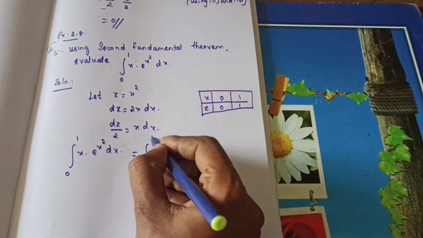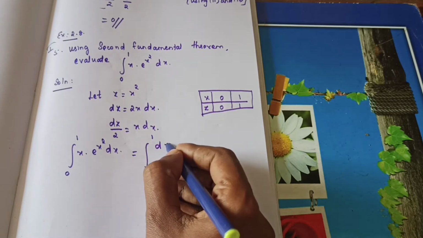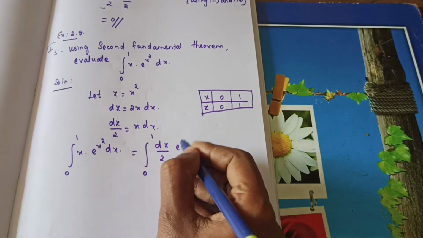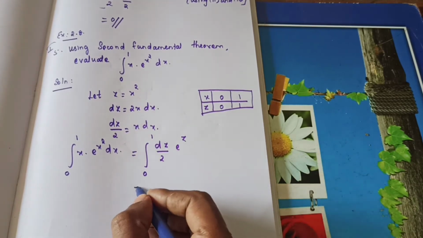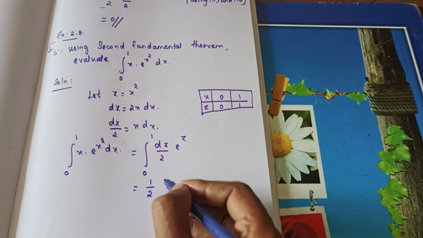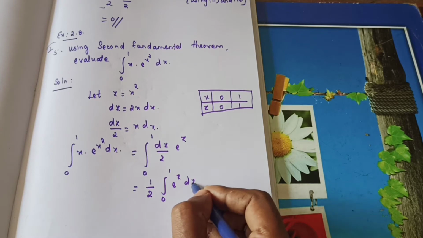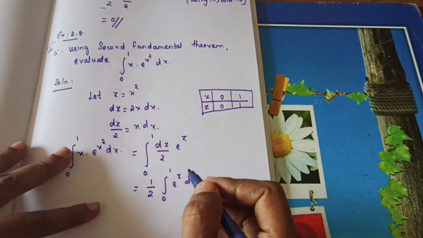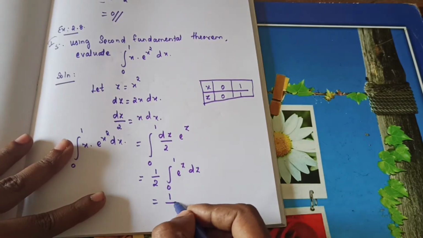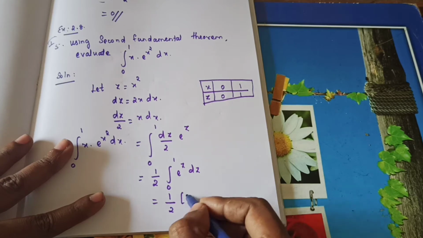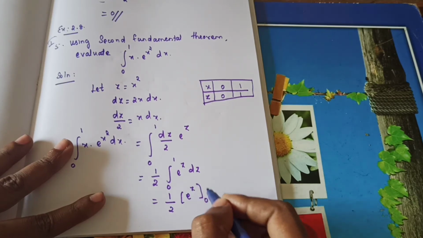So 0 to 1, dz by 2 into e power z. I just substituted the value. So 1 by 2 you can take as common. So 0 to 1 e power z dz. What's the integral of e power x? e power x. So same as this only, e power z. So e power z, the limit is 0 to 1.